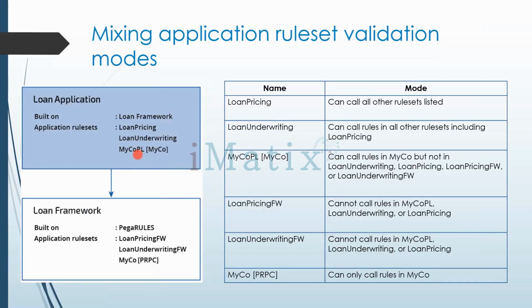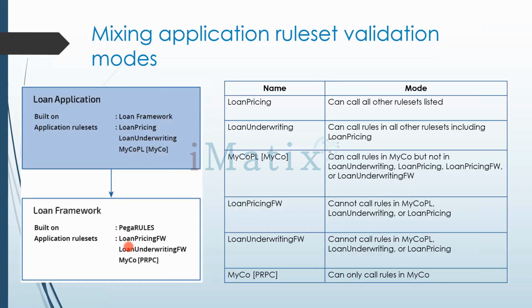MySOPL, from where can it access rules now? Can MySOPL rules form? It will be able to access rules from MYCO only, but not any other rule sets, because MYCO is the only prerequisite for MyCoPL. It can refer rules only from that rule set. Not from loan pricing, not loan pricing FAV, not loan underwriting, not loan underwriting FAV, except for MYCO because it's in the RV mode.